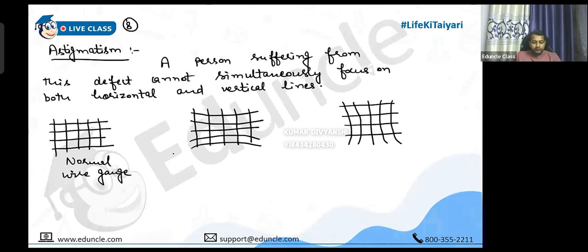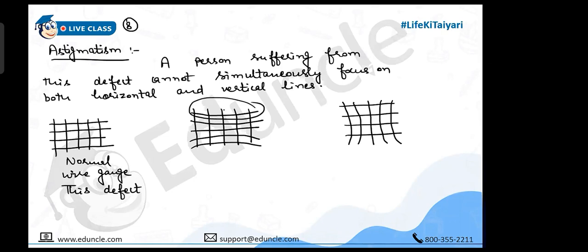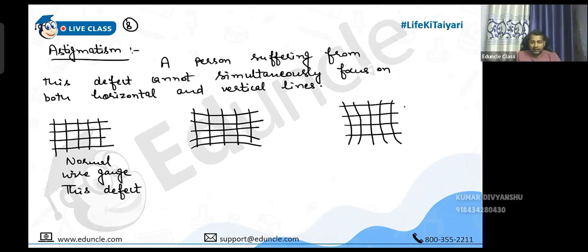Clear? Yes, sir. One of them seems to be different. Yes, simultaneously cannot focus. So when he is focusing on vertical lines, if they appear to be straight, then the horizontal ones will not. And if the horizontal ones appear to be straight, then the verticals are not. And what is the cause?